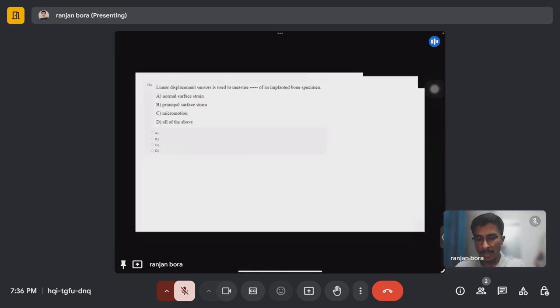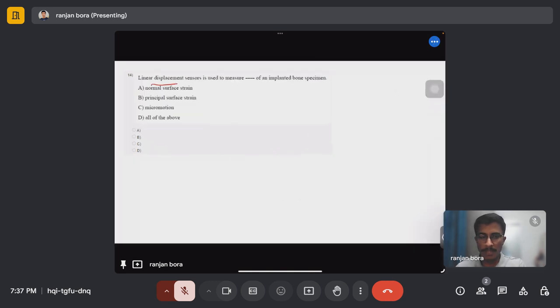Now next question: linear displacement sensors are used to measure depth of an implanted bone specimen. So from the question you can read it is a displacement sensor. And displacement sensor means it measures the displacement. So if it measures the displacement, then option C is correct, micromotion, because the remaining two options are strain and strain, and it only measures micromotion, meaning displacement. So option C is correct.